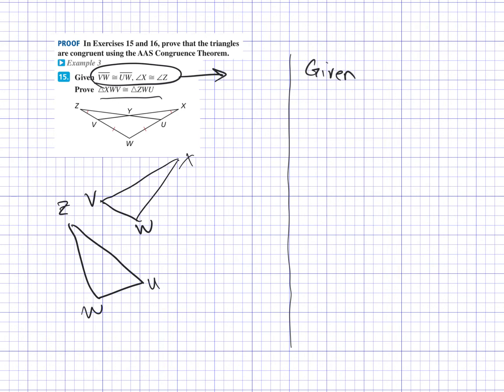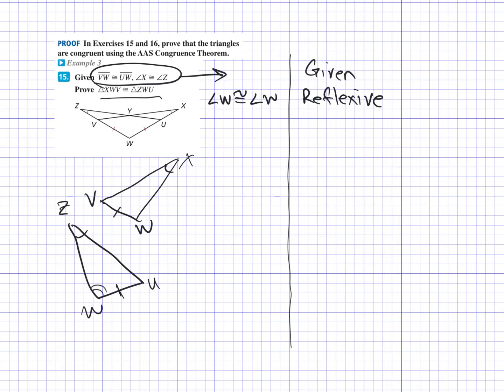Z, W, and U. All right, so W is congruent to itself. That's reflexive. We can think about that. So let's make sure these are marked on our two new drawings here. So we have VW is congruent to UW. Let's mark that. VW is congruent to UW. All right, and angle X is congruent to angle Z. And then we also know that angle W is congruent to itself. Angle W is congruent to angle W, reflexive. And we can mark it.